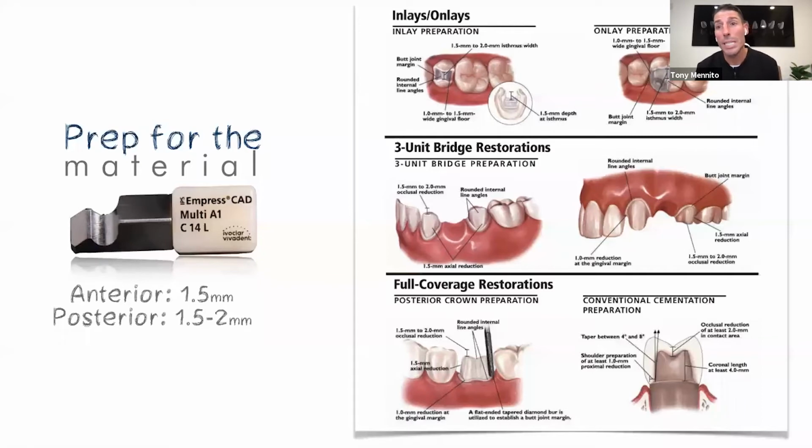However, this material is quite a bit weaker than emax. So just like before, we have to know our material and know how to prep for that given material. I love Empress Multi for anteriors, but I also really love Empress Multi for small onlays in the posterior. You can see the prep guidelines here. For anteriors, we need 1.5 millimeters reduction. For posteriors, we need 1.5 to 2 millimeters, and you must bond this material to tooth structure.